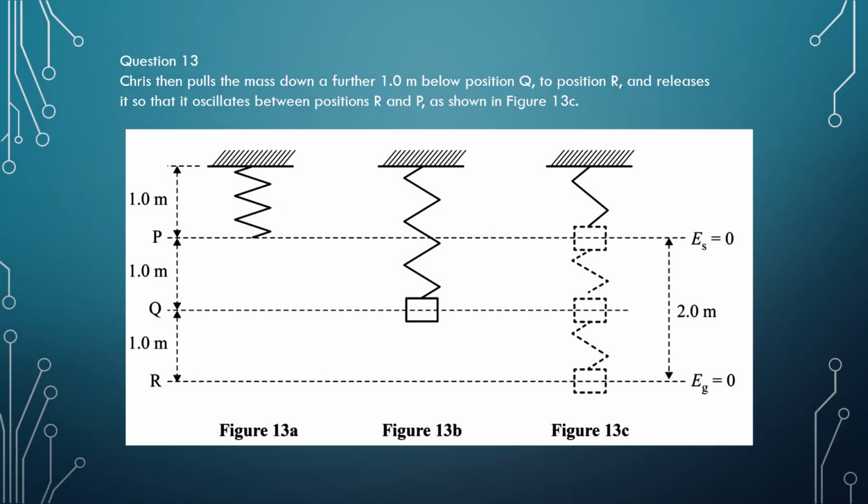We further stretch the spring to position R. At position R, the elastic force is larger than the gravitational force, so the spring oscillates between position R and P. Position R is defined as the zero gravitational potential energy. At position Q, the elastic potential energy is zero because the spring is not stretched.